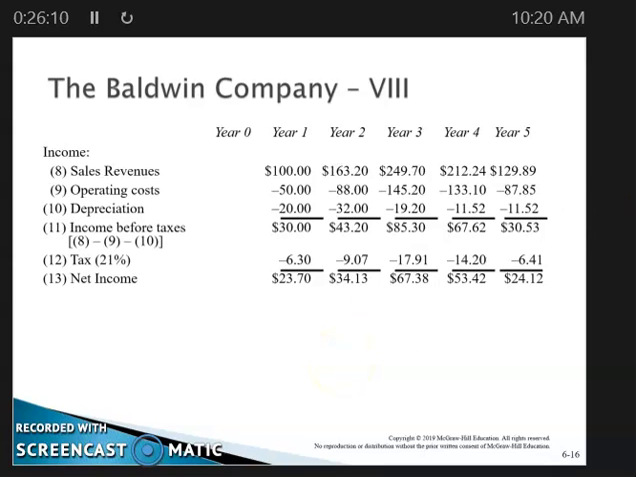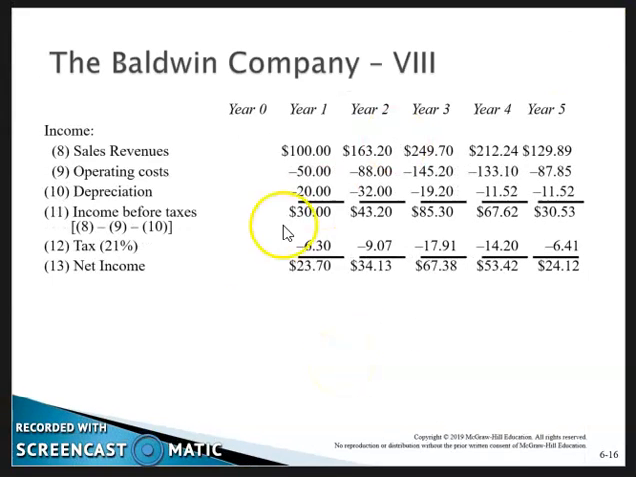Okay, so here we go. So we've calculated sales, we've calculated operating costs, we've calculated depreciation. So we subtract out operating costs and depreciation from sales, and we get EBIT, earnings before interest and taxes. We calculate taxes at 21%. So this is our net income.